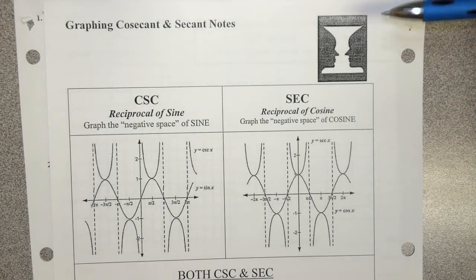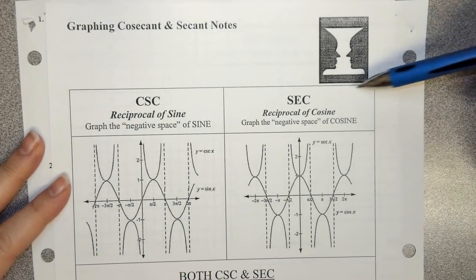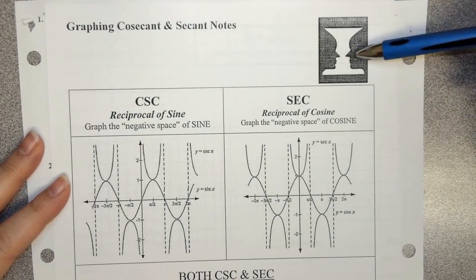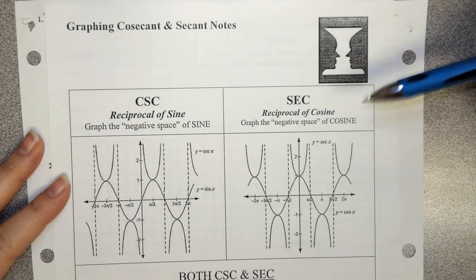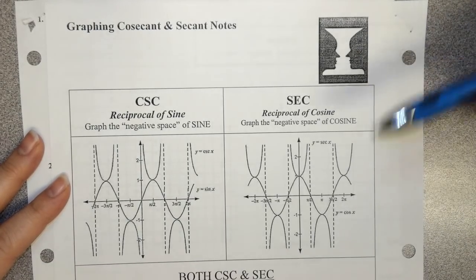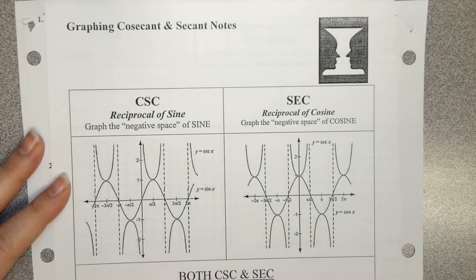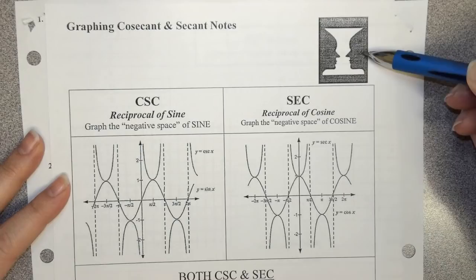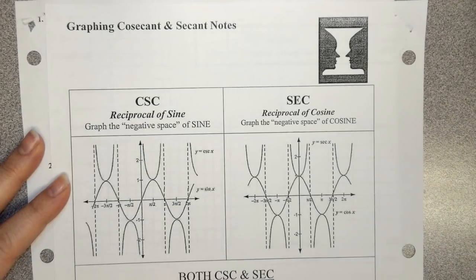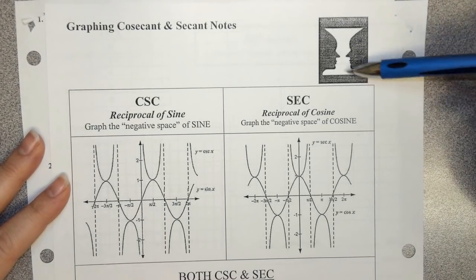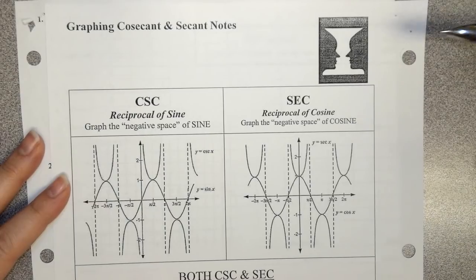I like to start the cosecant and secant notes every year with a discussion about this image. This is called a negative space image, where you can tell there's two different images kind of working here, and a lot of times people will look at this image and be asked, what do you see first? Some people might look at this image and see two faces, here and here, whereas some people might look at this image and see like a candlestick, or some people call this a chalice in between.